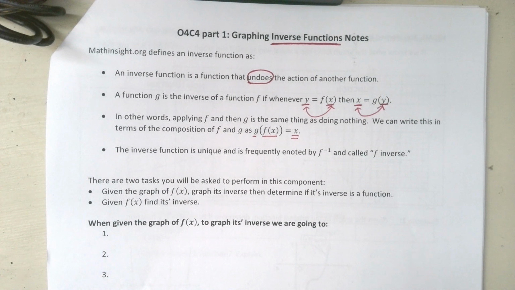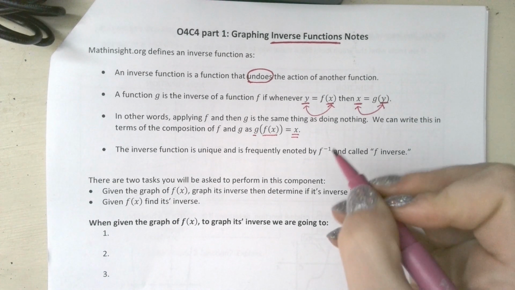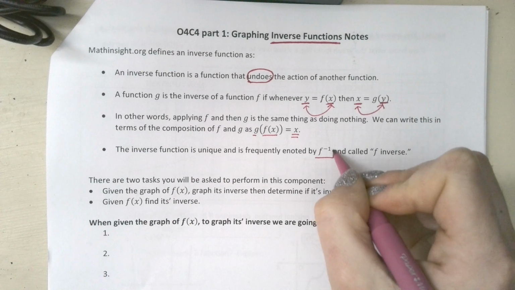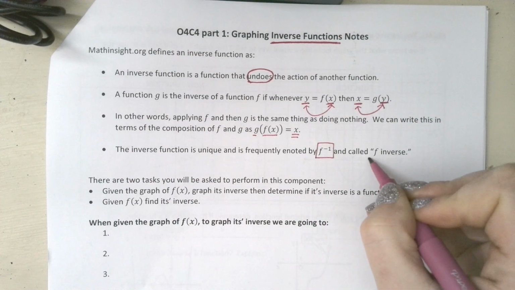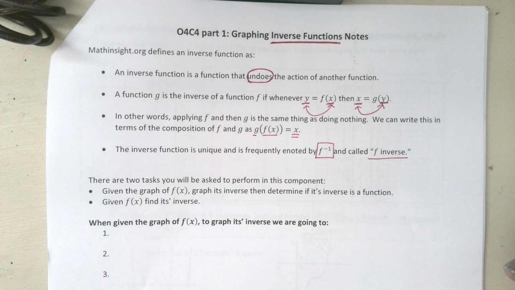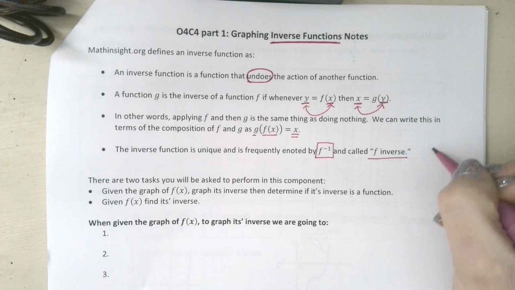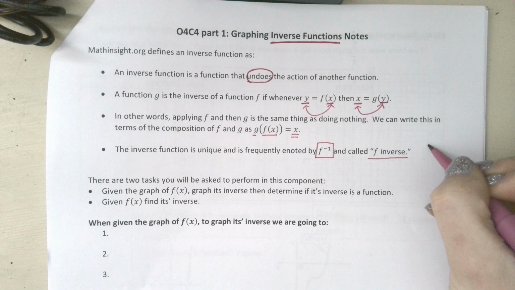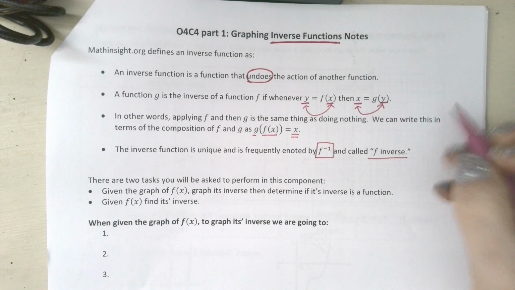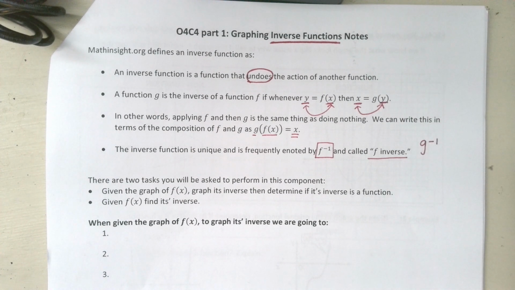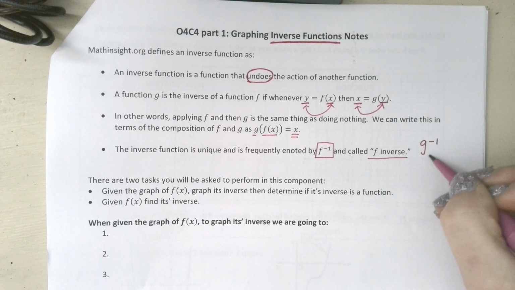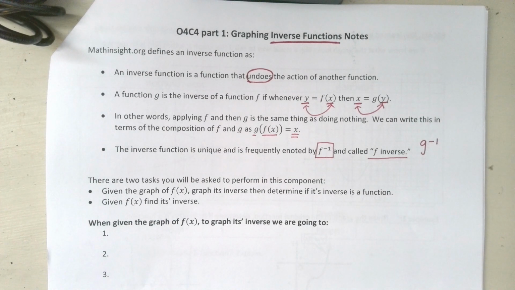When we're talking about inverse functions, we will denote this by using f with a little -1 as that exponent. This is what we call f inverse. So anytime you are finding an inverse, you want to make sure you put the letter with that little -1. If you were finding the inverse of g, you would say g with that little -1. This means the inverse of g, or g inverse.